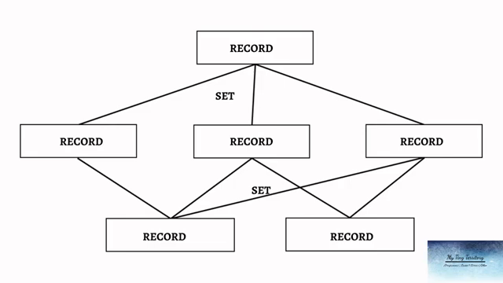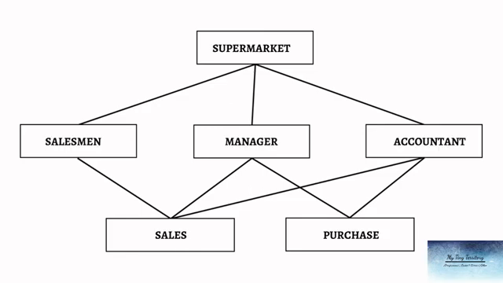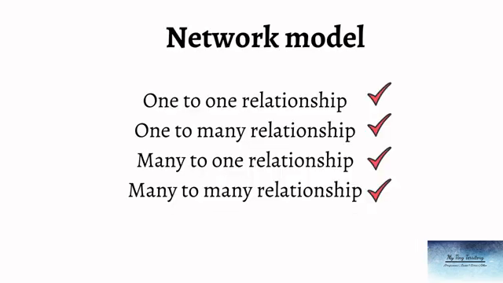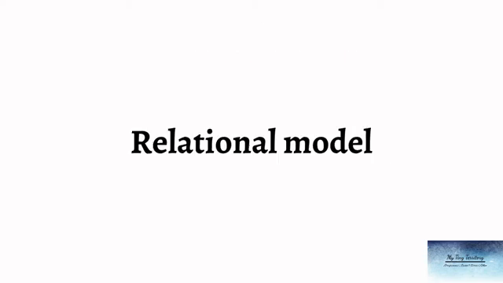The records contain fields and the sets define one-to-many or many-to-one relationships between records. The network model allows a record to have more than one parent. In this model, the data was far more related to each other than in the hierarchical model. This way, accessing the data was far easier and faster, as many-to-one and many-to-many relationships were also established along with one-to-one and one-to-many relationships. Third one is the relational model.